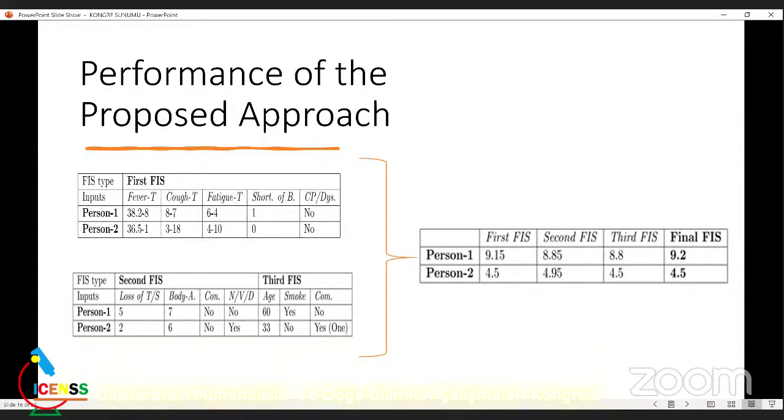On the other hand, the second person's outputs, first, second, and third respectively, are 4.5, 4.95, and 4.5. According to the inputs, person 2 has a 4.5 final fuzzy inference output. When person 1's result is taken into account, he or she should take the COVID-19 test and must quarantine. However, person 2 should be careful and doesn't need to take the test. As a result, the proposed system has reasonable potential and its performance is justified.